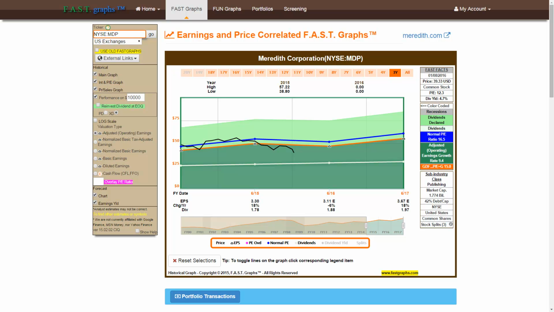For this video, I purposely chose the dividend contender Meredith Corporation because I believe this particular stock gives us a lot to think about when we're assessing fair value, or whether or not it's fairly valued.